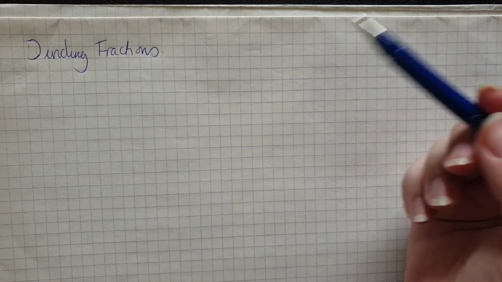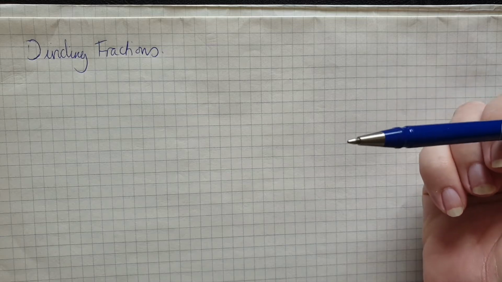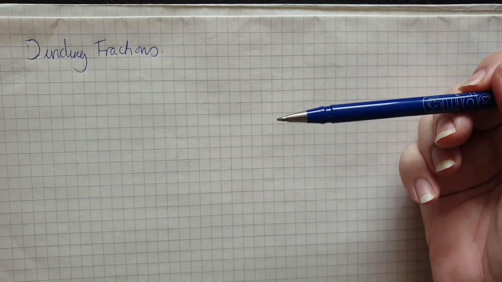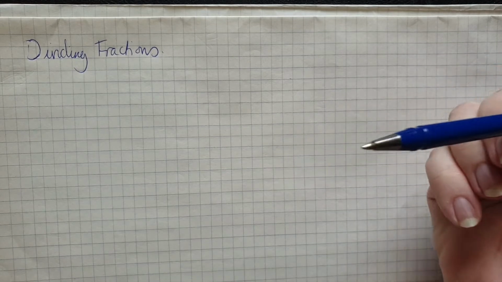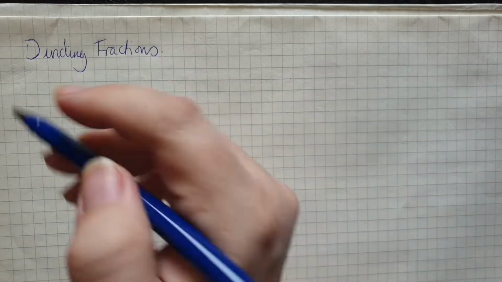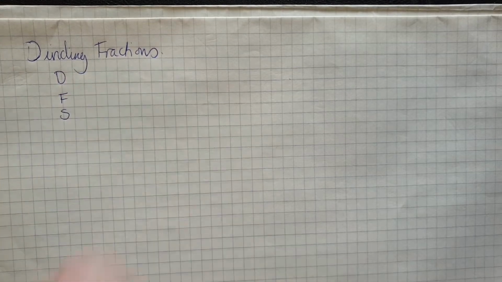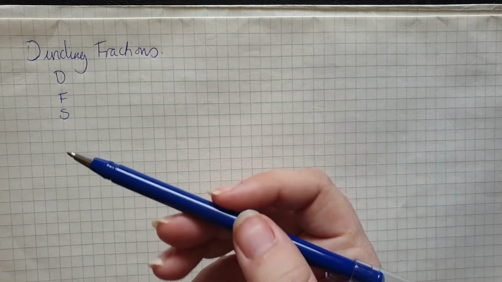Hello, today we are looking at dividing fractions. Now, we can do this on a calculator, so that's fairly straightforward, but we all need to be able to do this with a pen and paper method. The acronym that we use is DFS. There are, of course, other furniture stores available, but this will help us learn the method.